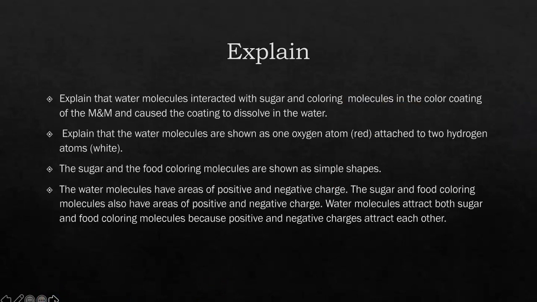Then I would explain that water molecules interacted with sugar and coloring molecules in the color coating of the M&Ms and caused the coating to dissolve in water. I would explain that the water molecules, which I'm going to show you a model of in a minute, are attached to two hydrogen atoms. So water is considered polar, which means it has both positive and negative charges on it. And the sugar and the food coloring molecules also have positive and negative charges. So remember, opposites attract. The positive charges on the water would then start to attract the negative charges on the sugar and the food coloring, and vice versa, pulling the sugar and the coloring away from the M&M.